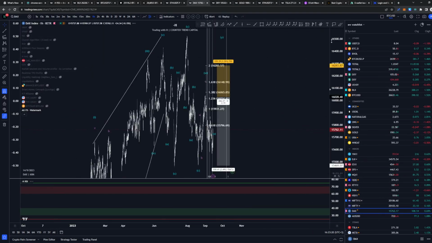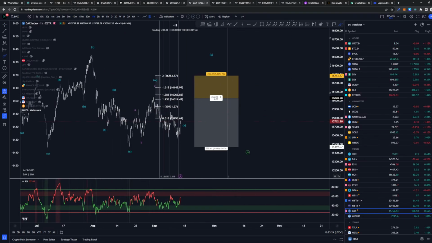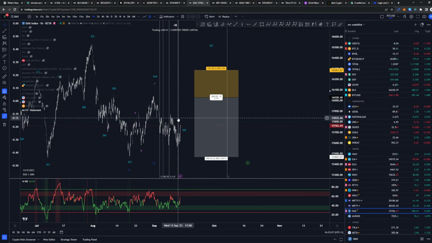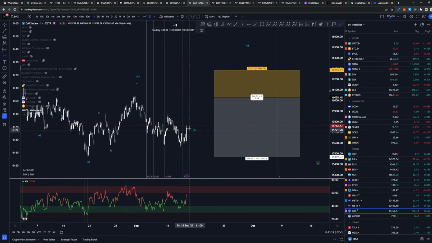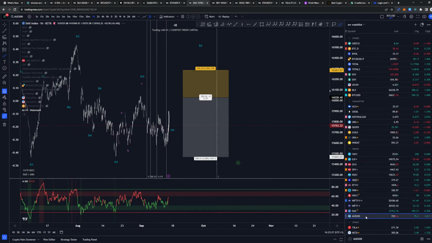DAX, again, it still looked decent here. We might be looking for or getting some kind of correction for this structure here. Again, we came up in 3. Nothing really is different here against the US indices.